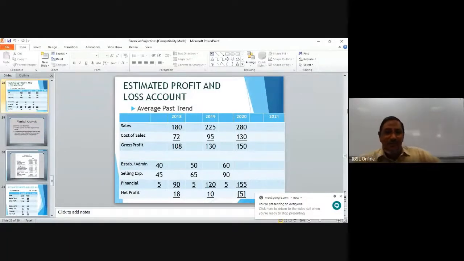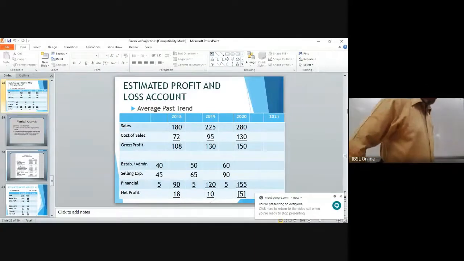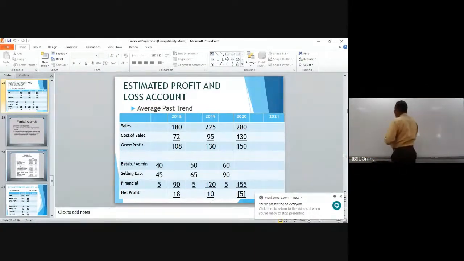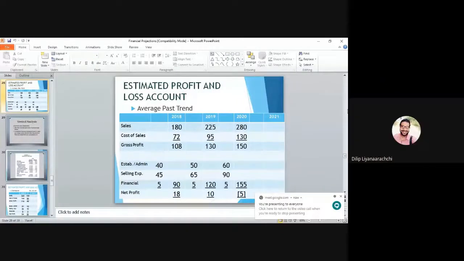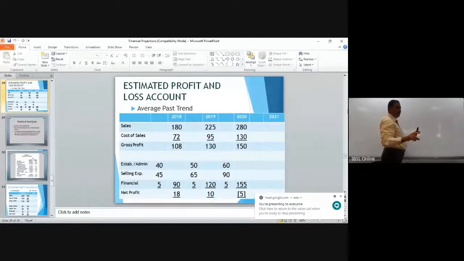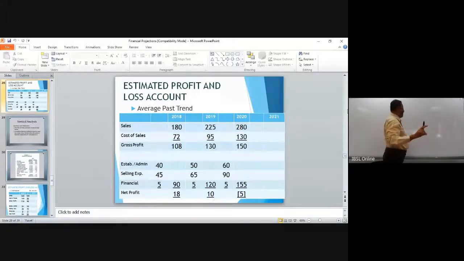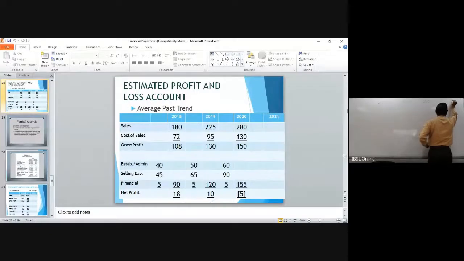Right, I'll go to the board. Now, you've got 3 figures: 2018, 2019 and 2020, and the projected figures for 2021.